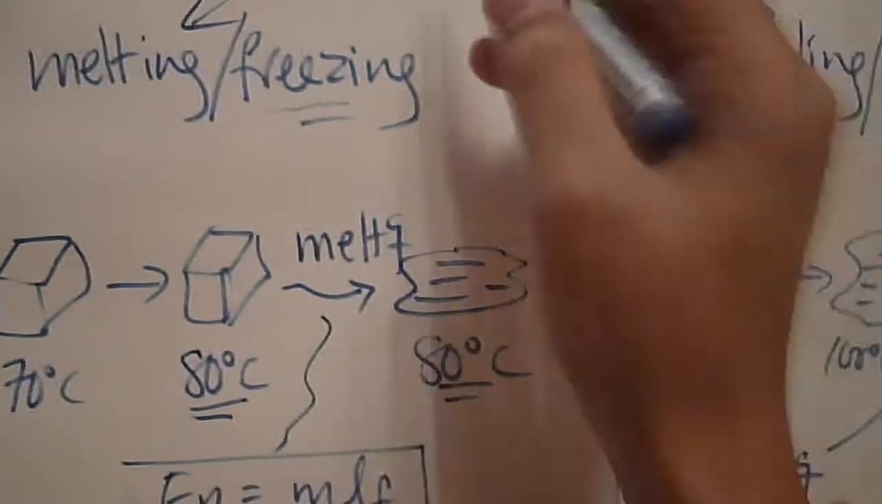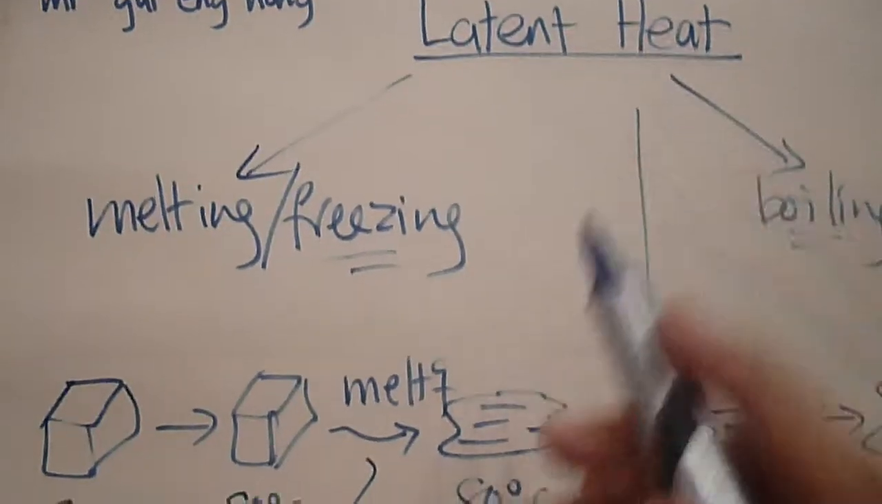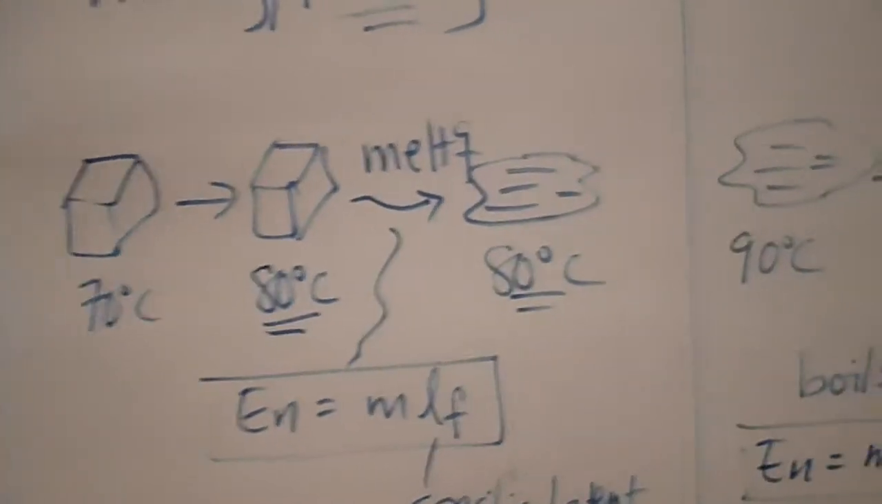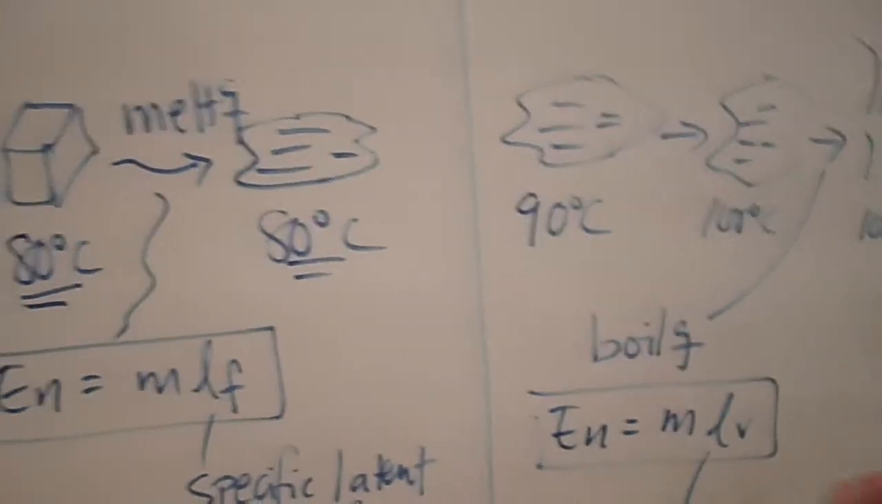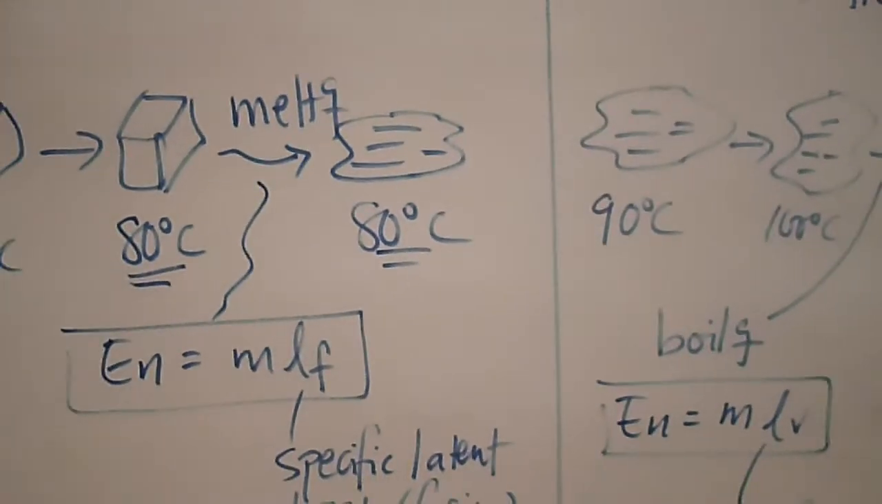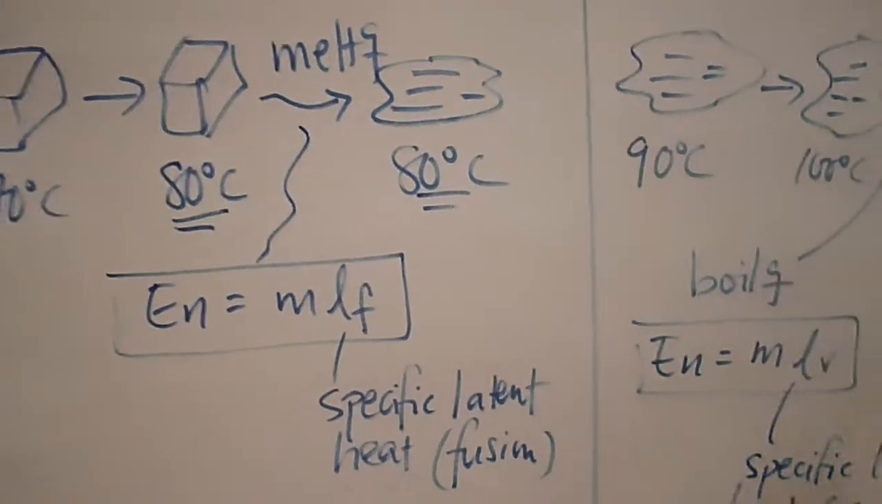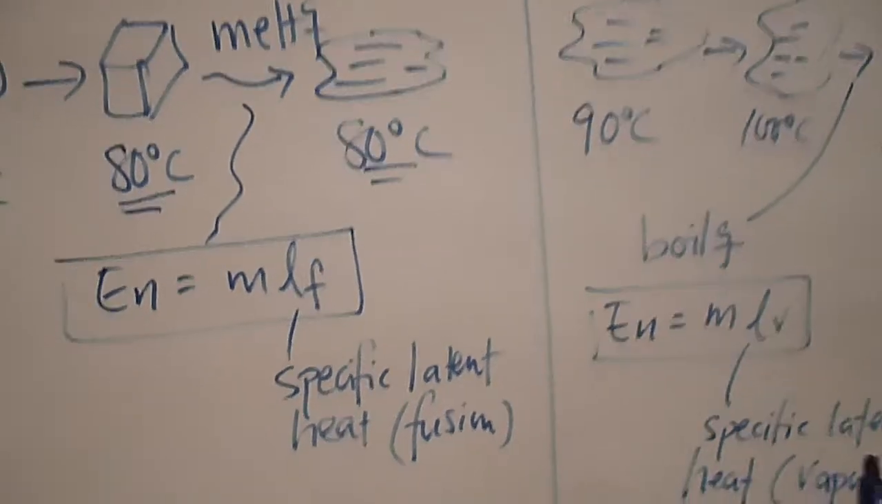Now, why it's called latent is because it looks like the energy taken in has disappeared, because during melting there's no change in temperature, and during boiling there's no change in temperature. So where does the energy go? It looks like it's hidden somewhere. Actually, it's used to do what? To increase the potential energy of the particles.